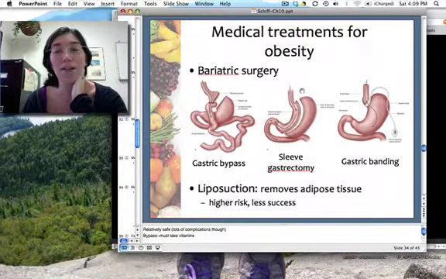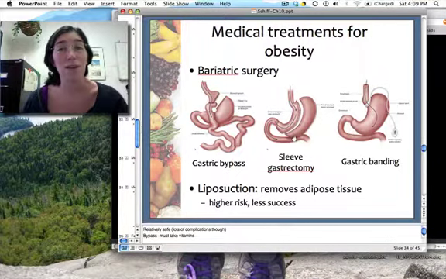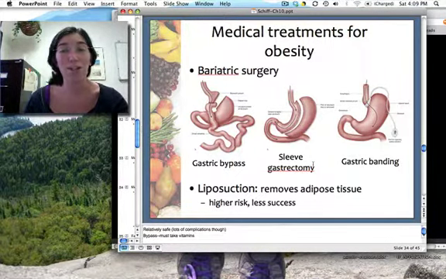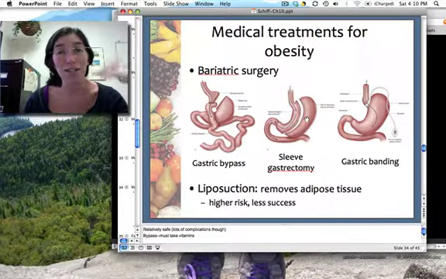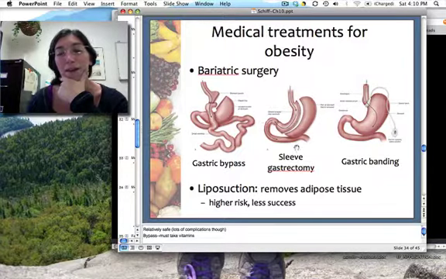Also, the part of the stomach that gets removed includes the part that produces ghrelin. Remember, ghrelin is the hormone that stimulates hunger, that makes you feel hungry. So if you're removing the ghrelin-producing portion, you don't feel as hungry. You don't get those hunger signals as much. So that can also help regulate your weight.